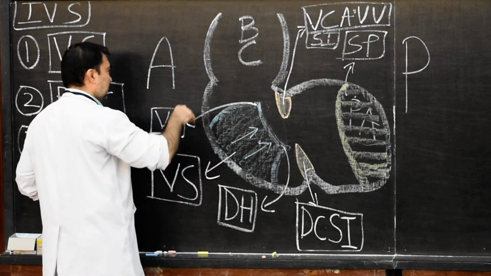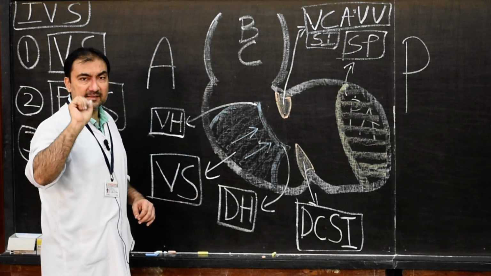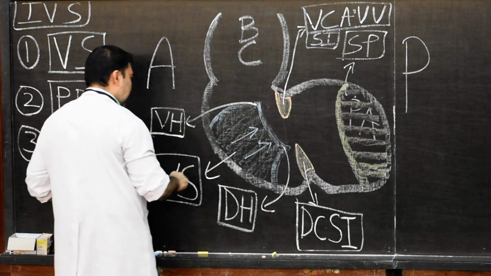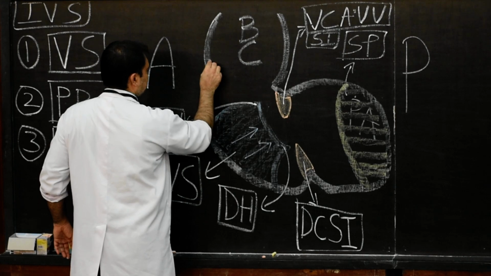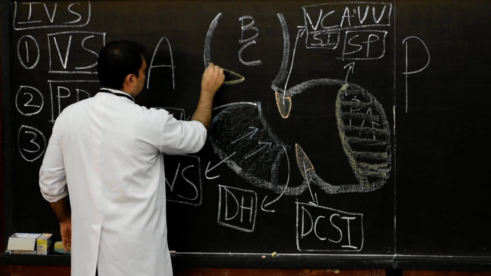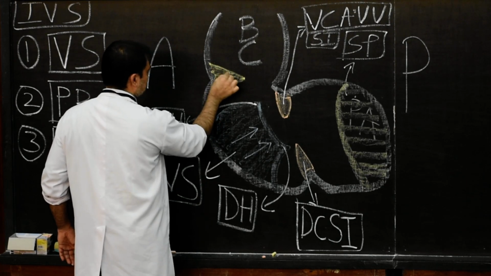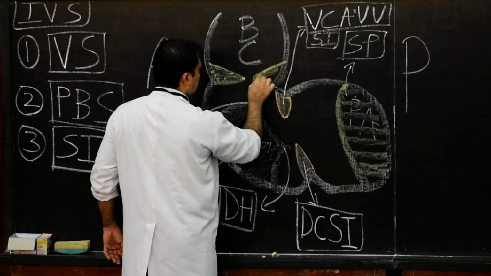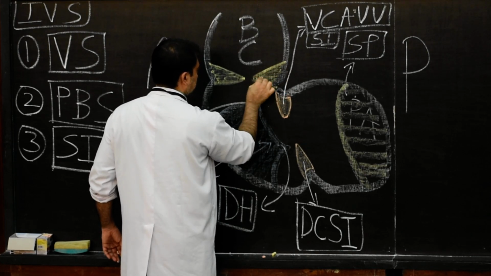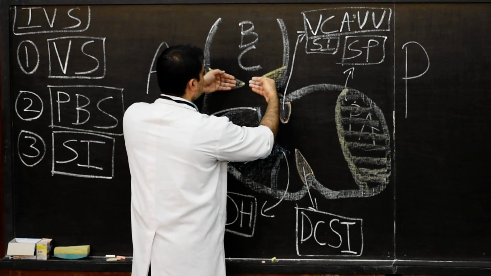So therefore, from the right wall of bulbus cordis, there will be development of one septum, which is known as the right bulbar septum. So I will use here yellow color, and I will show that there will be development of this right bulbar septum. And from the left wall, there will be development of left bulbar septum. And where are these two septa developing? They are growing towards each other.